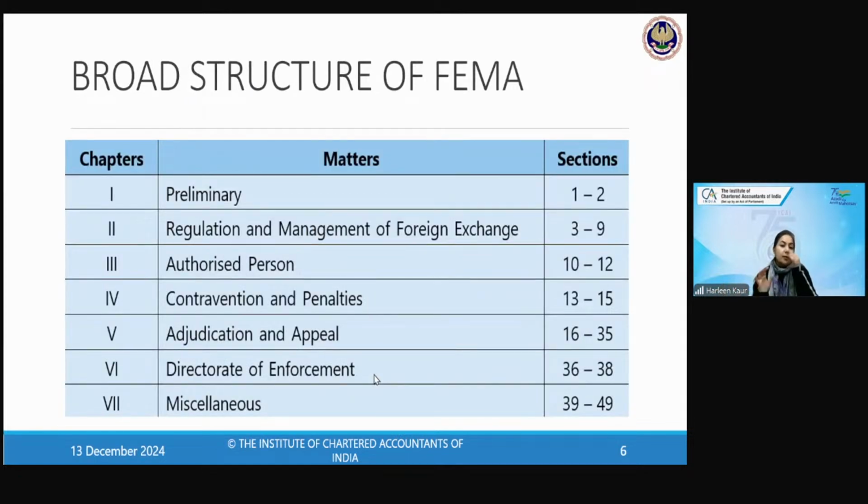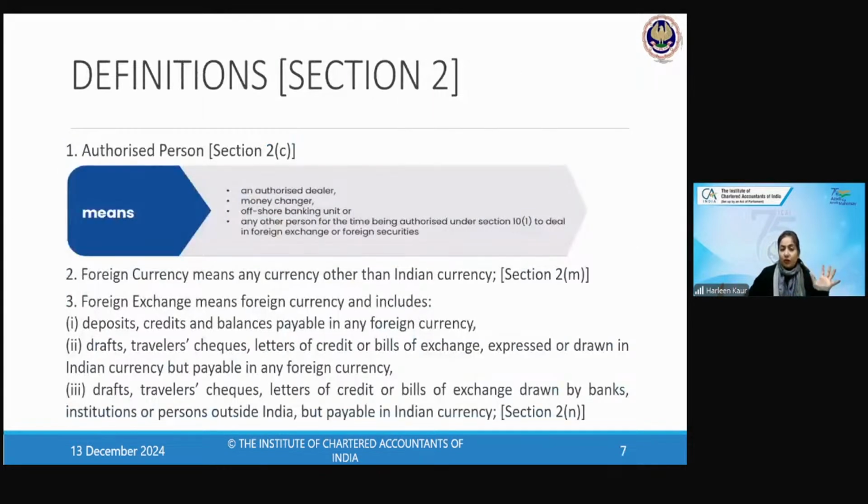So we will be talking about the preliminary session, regulation and management of foreign exchange, how it is regulated, who are the authorized persons, contravention, penalties, and miscellaneous. So this is the broad structure of FEMA. Let's begin with the definitions. That is the first definition.